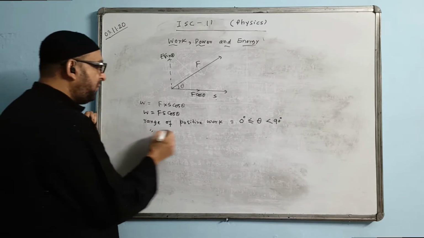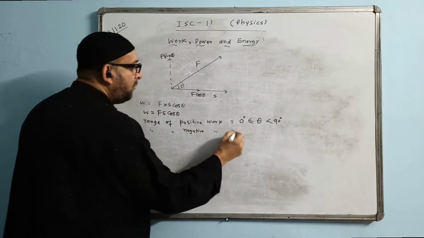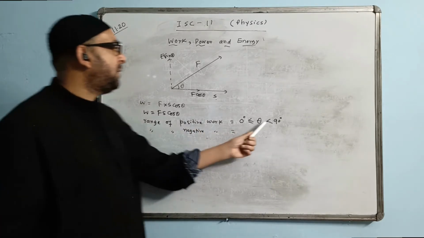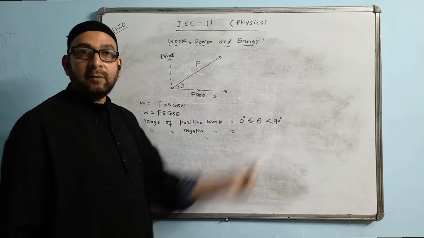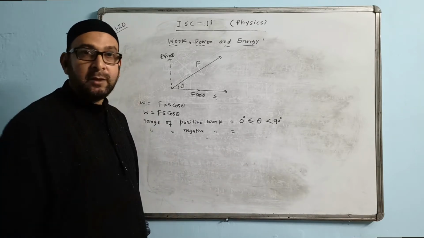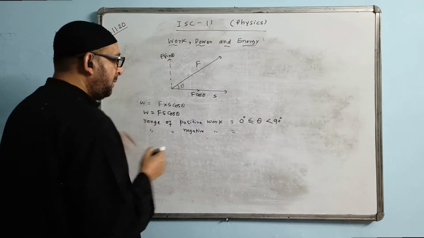Range of negative work. Mind this equation here. You should not put an equal sign here, because when theta is 90 degree, then work done will be 0. Then it won't be positive. So remember it. Without giving an equal sign, we write here.